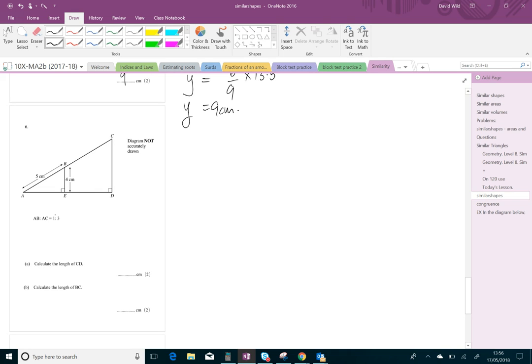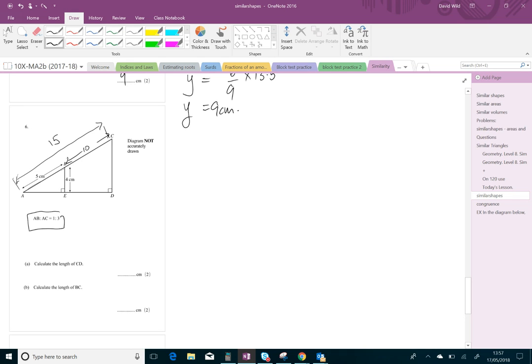Next one, question 6. Here it tells us that the ratio of the lengths AB to AC is 3 times. So this whole length here is 3 times as big as this length. So this whole length is 15, 3 times as big as 5. So if that's 15 and that's 5, this makes this 10. Just subtract them.